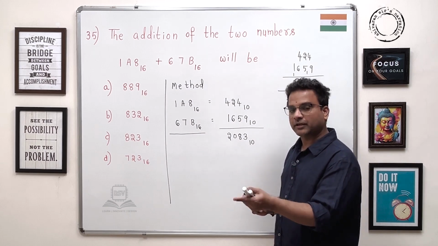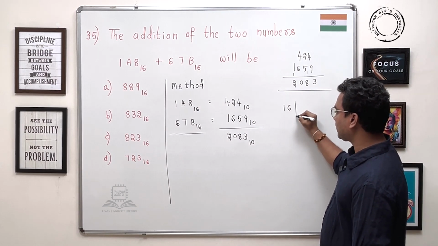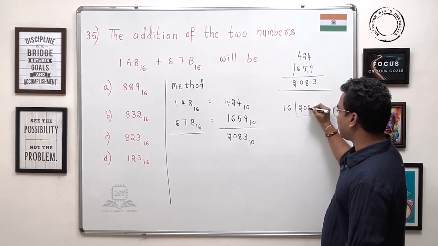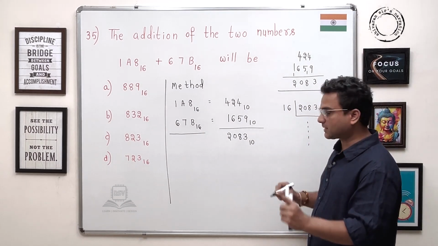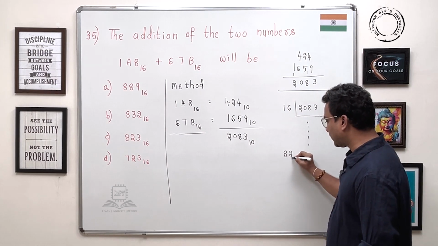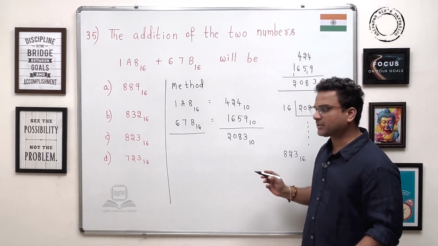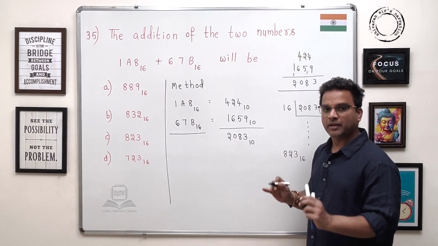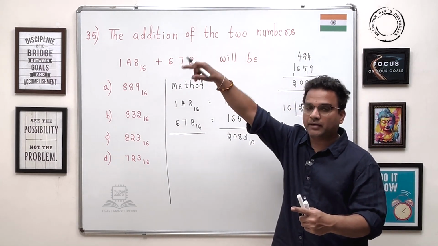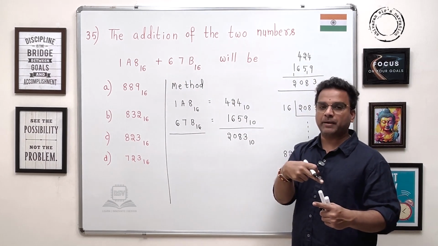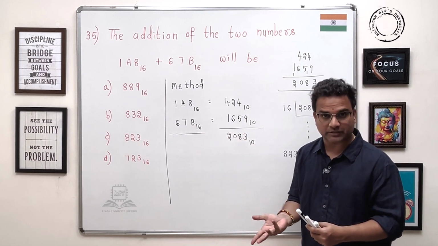Again you convert this into hexadecimal, the 2083 value, and you will get the answer as 823 base 16. Then we can tell option C is the right answer. Yes, this is method 1. Even though they asked for hexadecimal addition, we went to decimal, we added in decimal format, again we came back to hexadecimal. However, it requires more computations, more effort it seems.